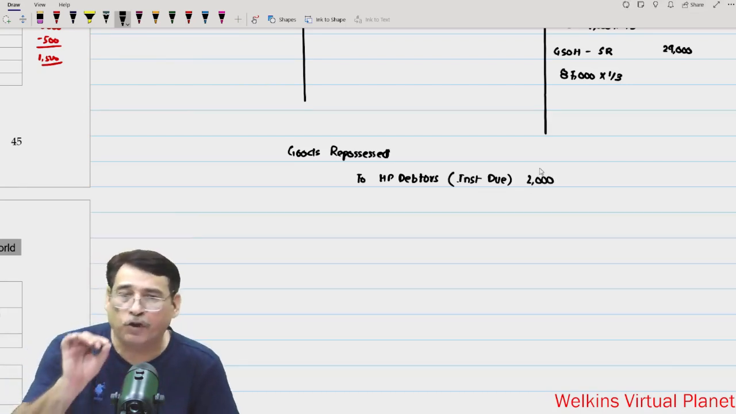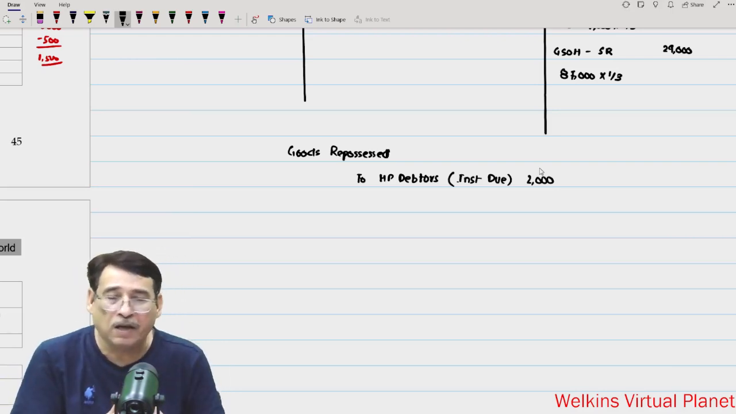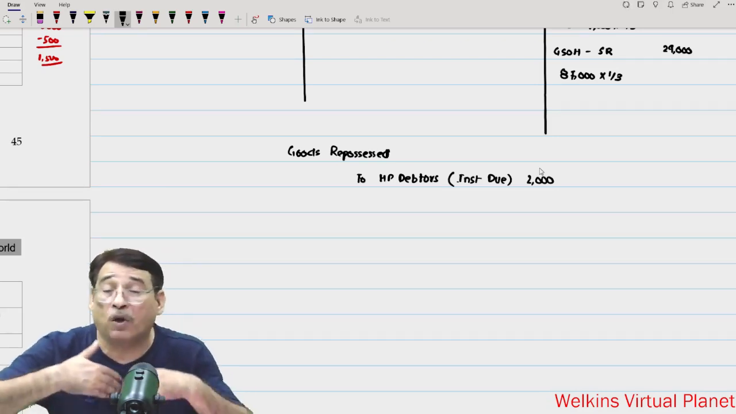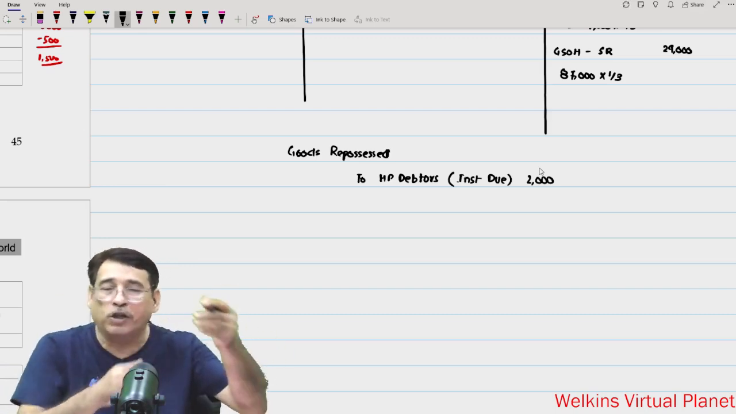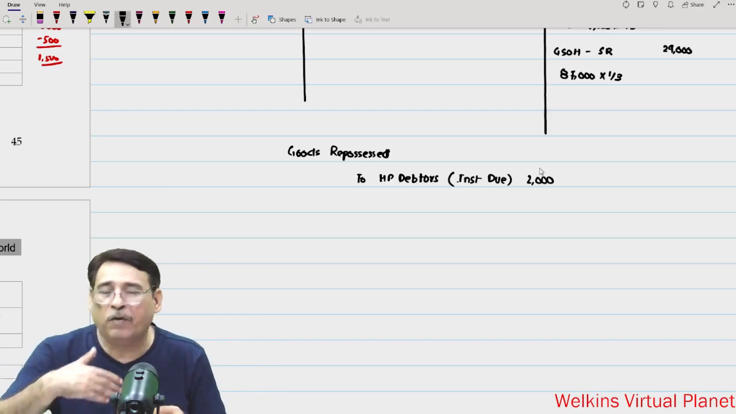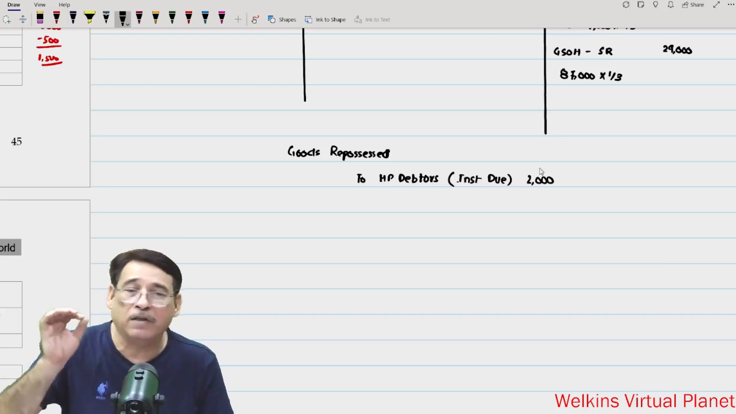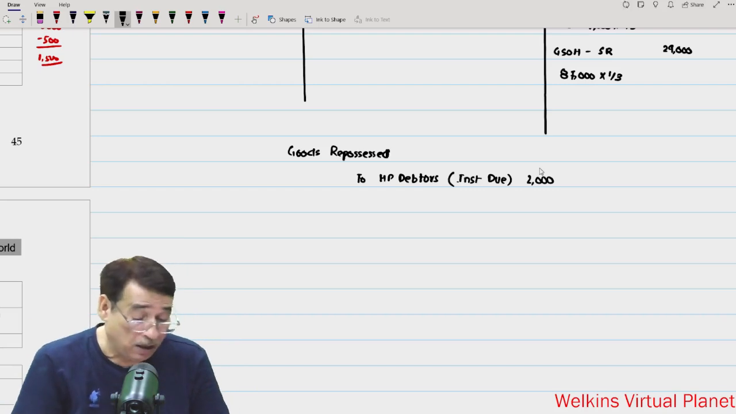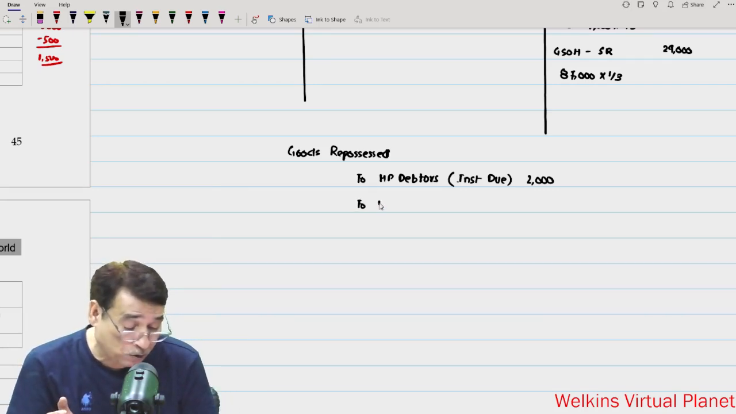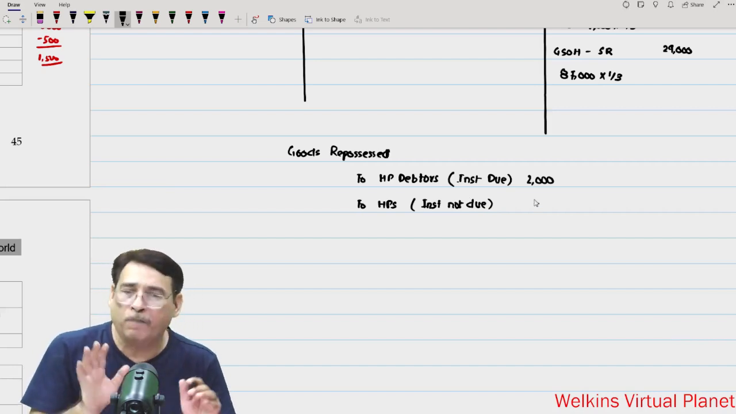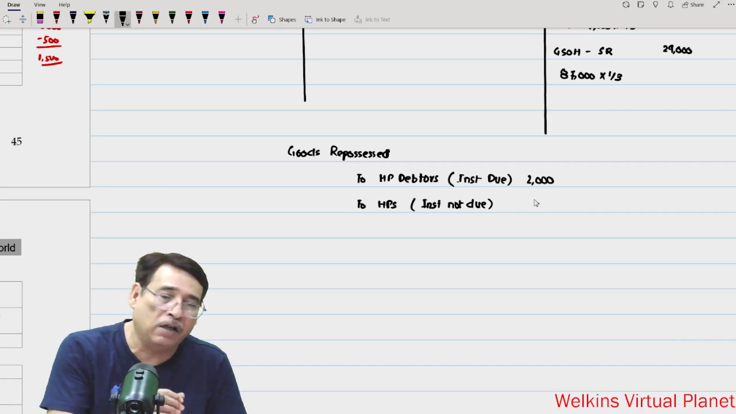Suppose in the same question, it would have been written in this manner, goods repossessed, and in bracket, installment due is 2,000 and installment not due is 1,000. Because the goods which we repossess from you, some of the installment might be due and some of the installment might be not due. Then you would have written here to higher purchase stock account with the portion of installment not due. As you know, installment not due is always related to stock account. Correct? In this question, there is no installment not due because in the question, it is clearly written installment due.